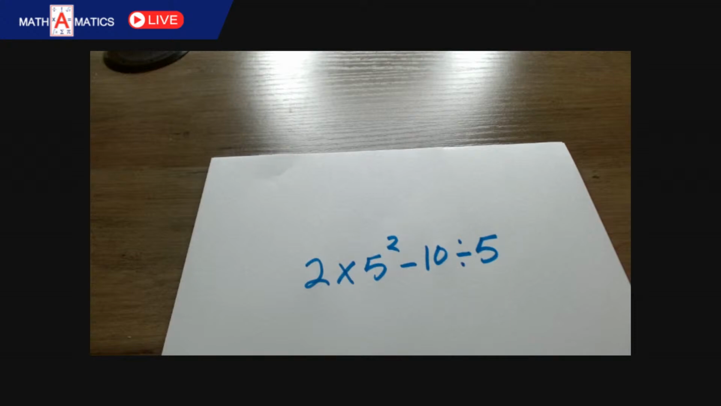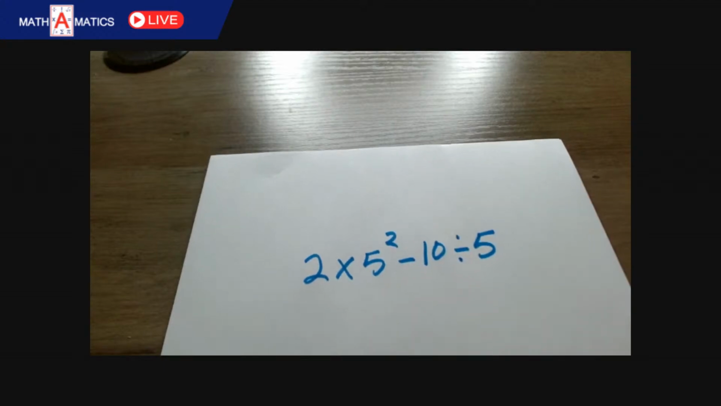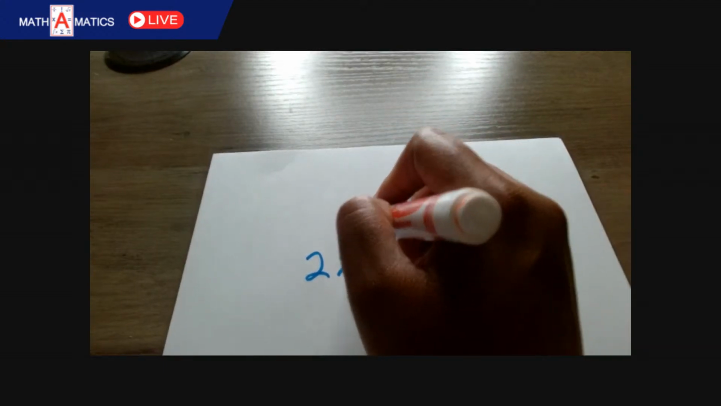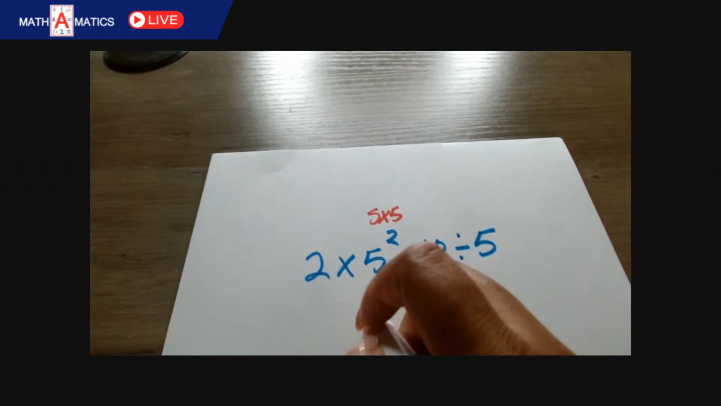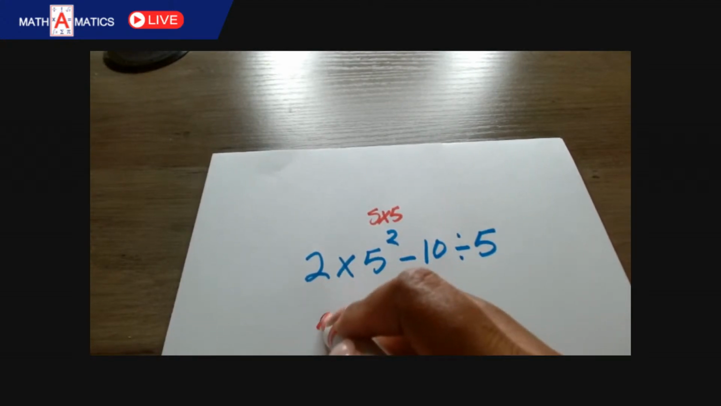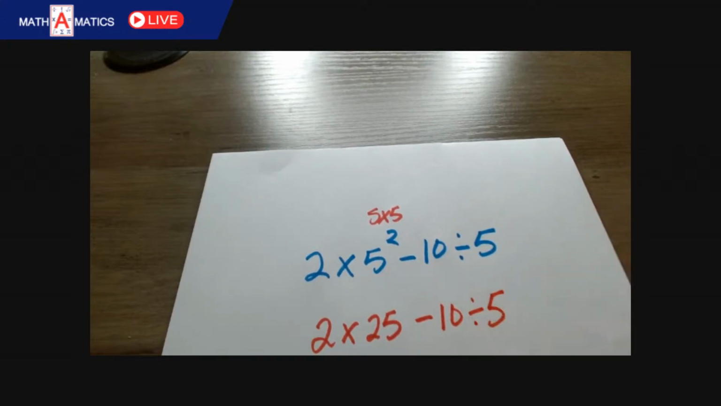And so what exponent do we have? In case some people don't know what an exponent is, 5 squared is our exponent. And what this really means is just 5 times 5. And so we know 5 times 5 is 25. And we're going to just rewrite and bring everything else down.